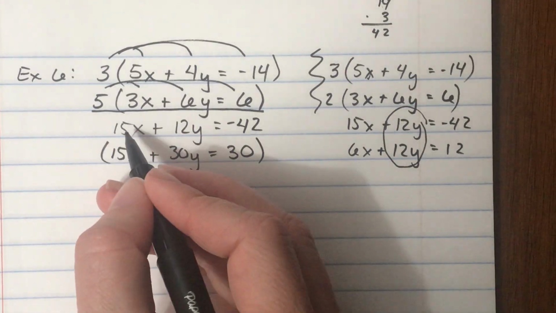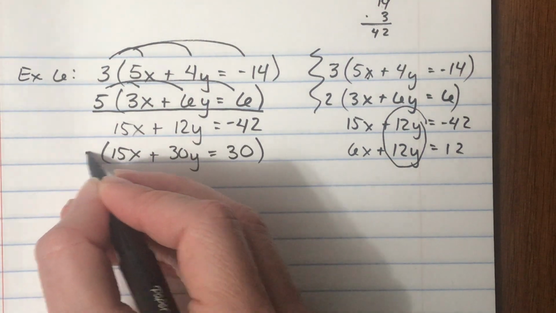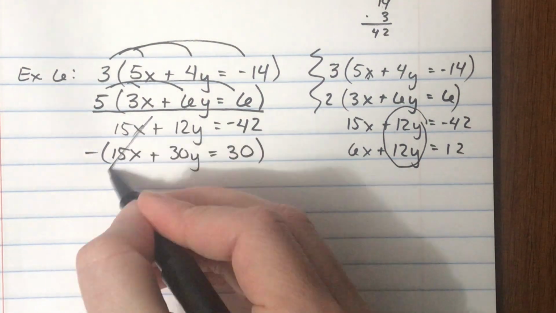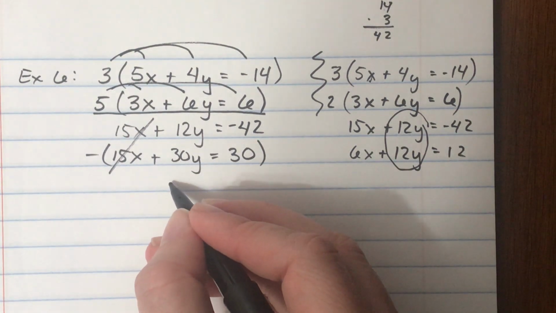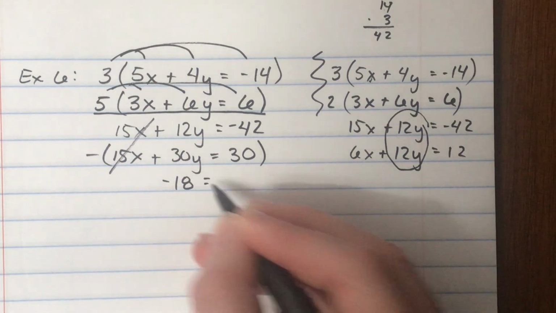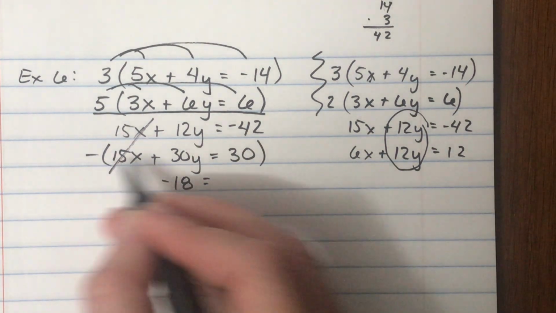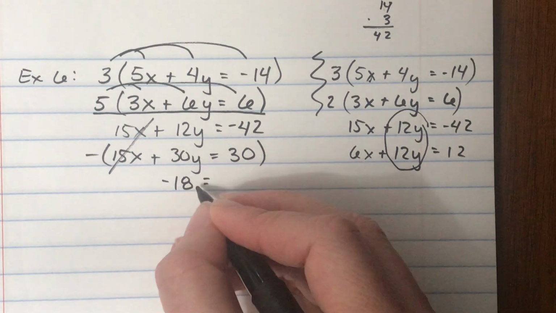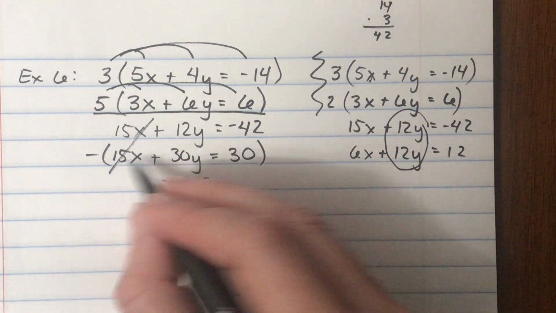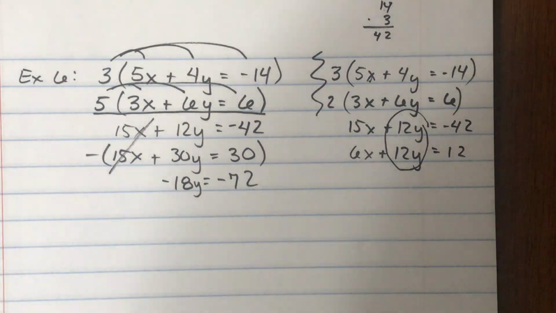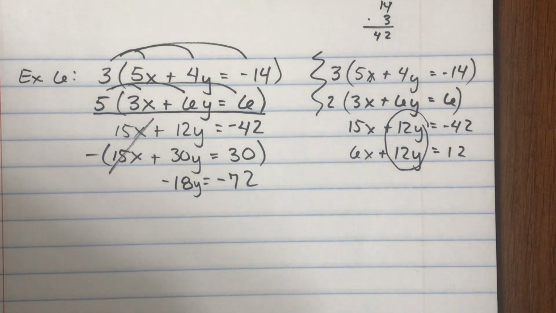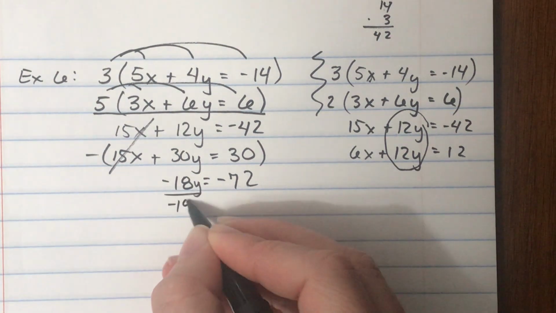I'm going to put the second one in parentheses because to get 15 and 15 to cancel, we're going to have to subtract them. 15 minus 15 eliminates. 12 minus 30 will give me negative 18y is equal to, and then negative 42 take away 30 more, oh, and there's a y there, sorry. Negative 42 take away 30 is going to give me negative 72. And then the last step is to divide by 18. And 72 divided by 18, does that come out to be 4? I hope. I think.